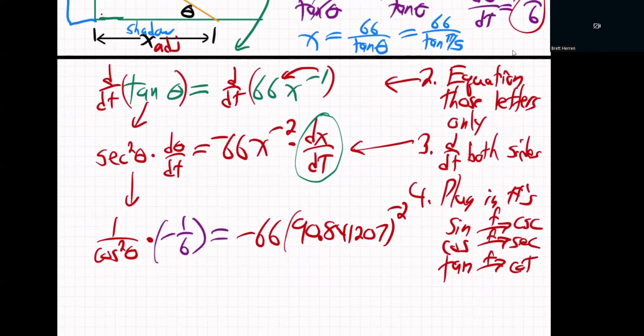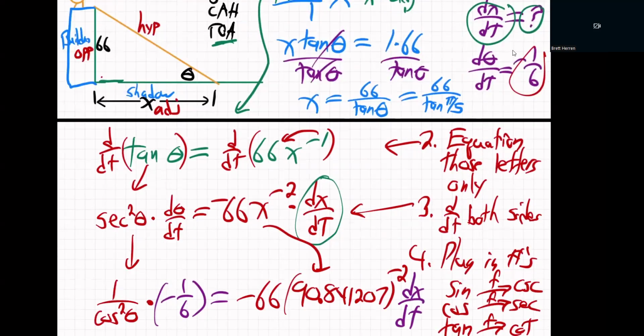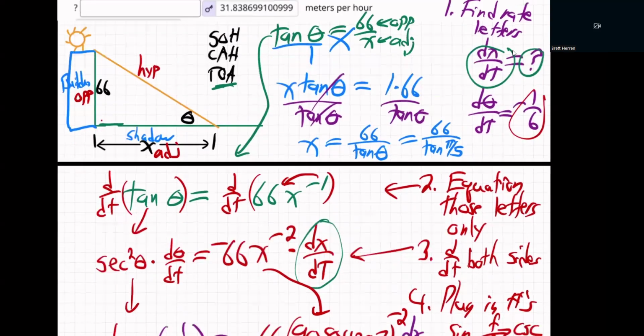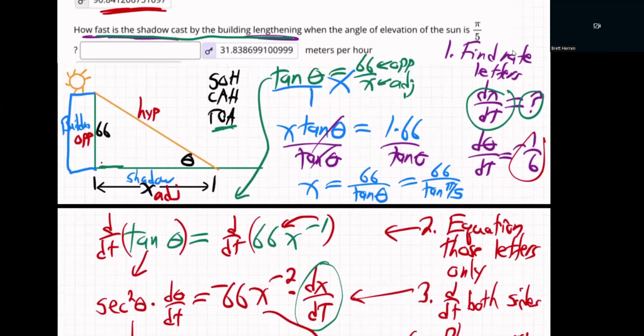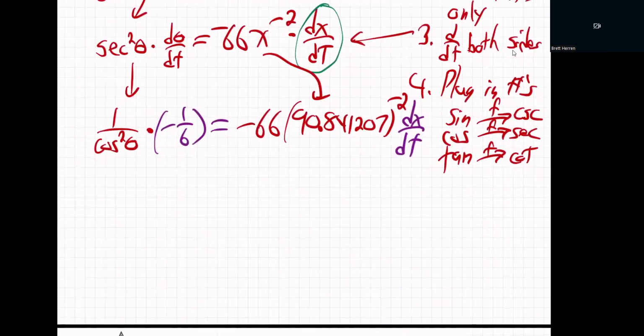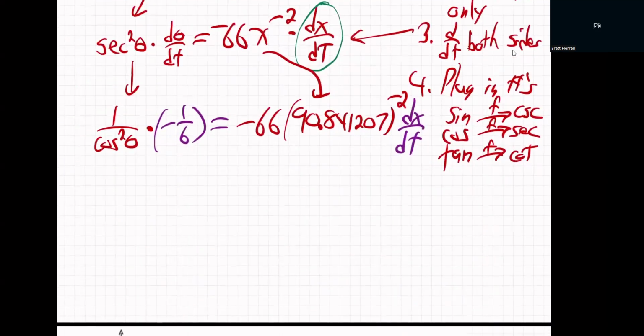90.841207 to the minus 2, and then dx/dt. The x(t) is what we're trying to find. So the only thing I don't have there is theta. Do I know theta? How am I going to get the cosine of theta? Yikes. I don't know. How can I get that? Well, let's do this. I think we can do it.